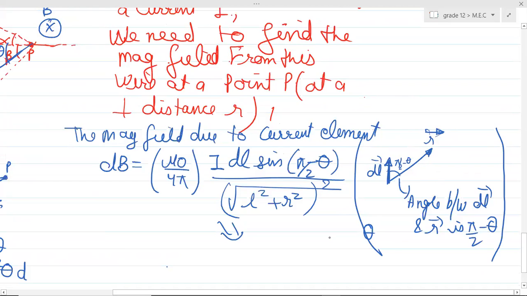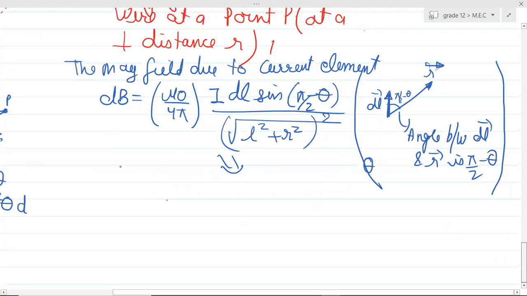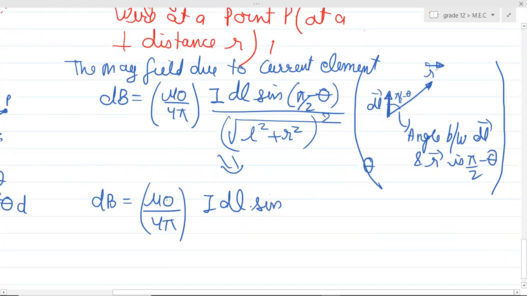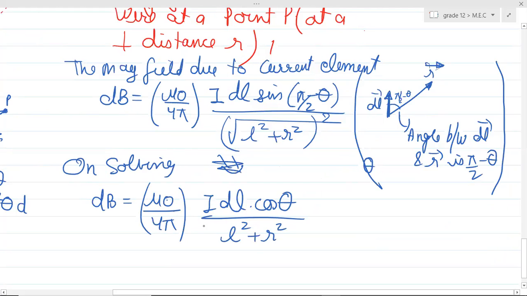Is it clear now? Why did we use pi by 2 minus theta in place of theta over here? Because we wanted the angle between the dl vector and r. Every step should make sense, otherwise there is no point of doing the derivation. Okay? So once you are done with this, let's solve it a little bit. So dB is equal to mu naught by 4 pi into I dl sine of, what is sine of 90 minus theta? I think it is cos theta, right? On solving, we are getting this. And here it will be under root of L square plus R square, nothing else, right?